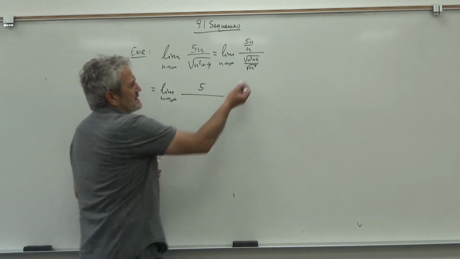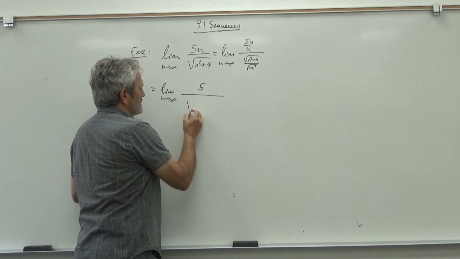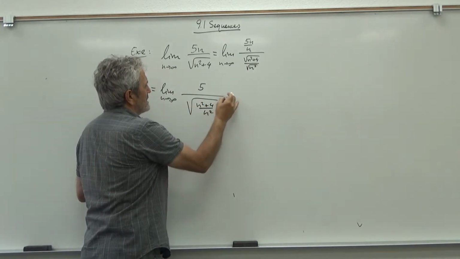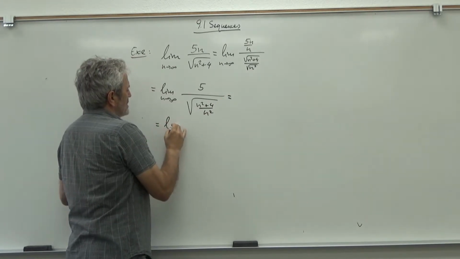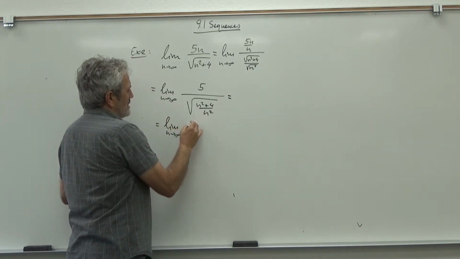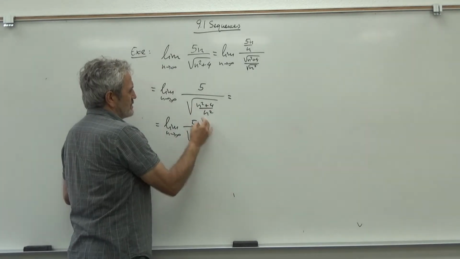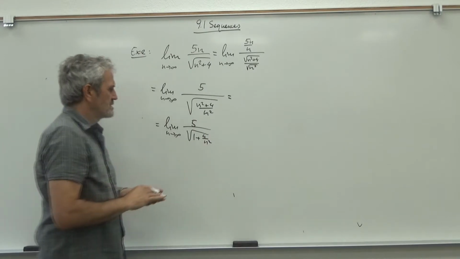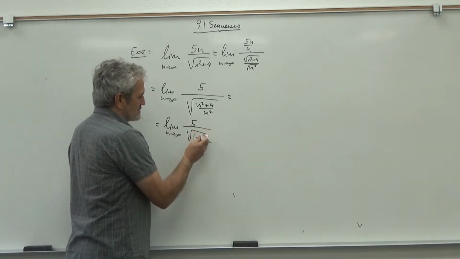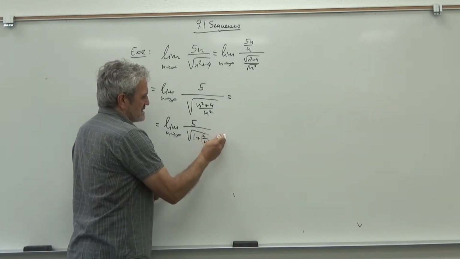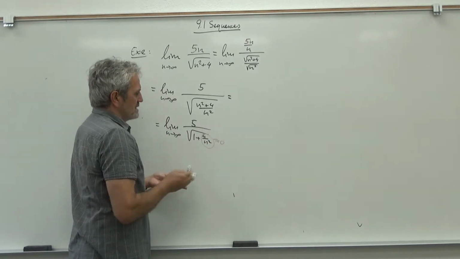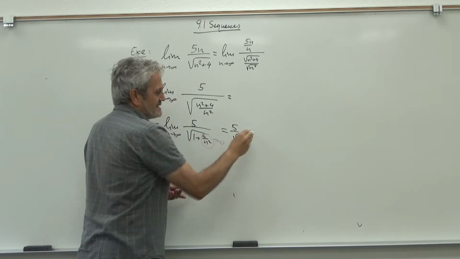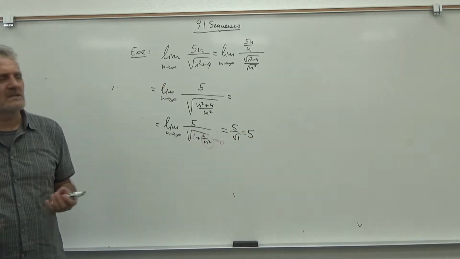And then, since I have two square roots, I can put them together: the square root of n squared plus 4 over n squared. Now we can split. Here, n squared over n squared is 1, plus 4 over n squared. And then what happens when n goes to infinity? Common sense says that this is close to 0, so our limit equals 5 over 1. Just plug it in at the end. And that's it. So everything is here.